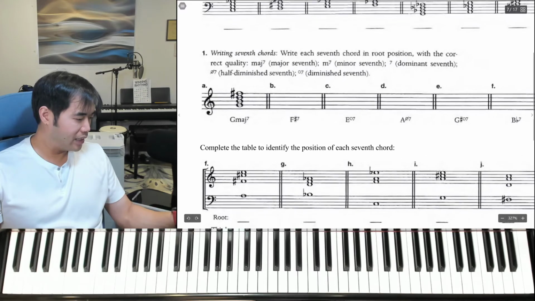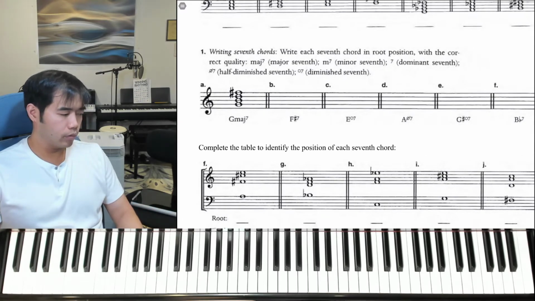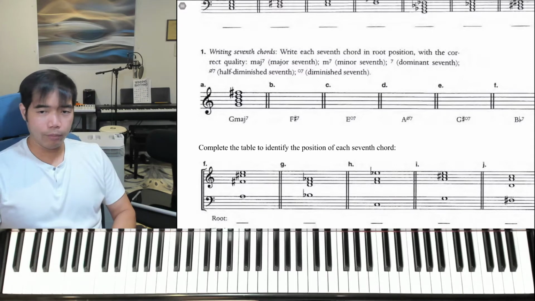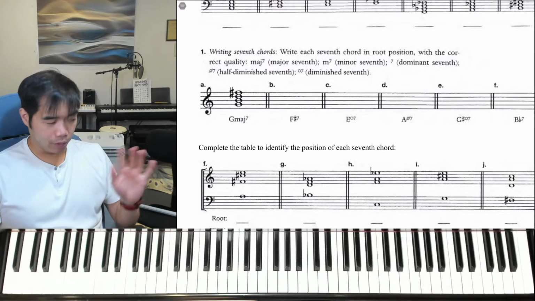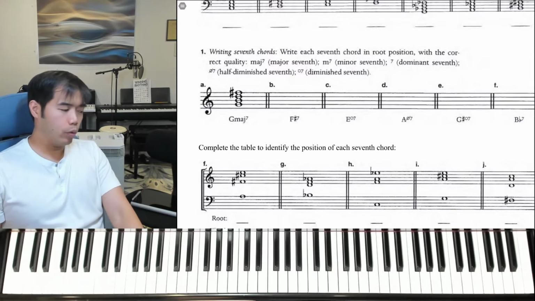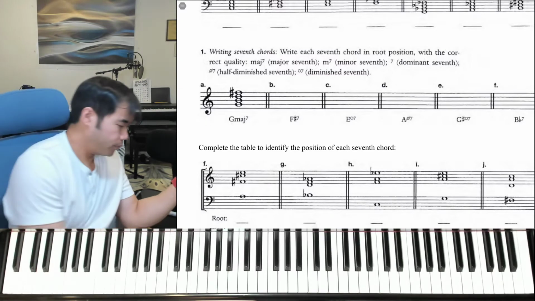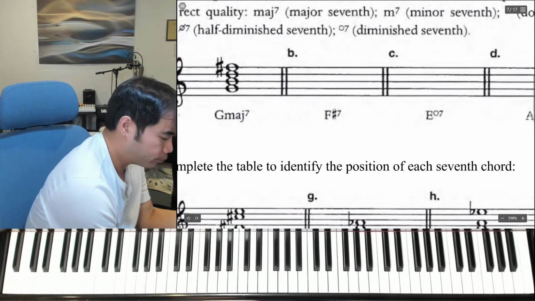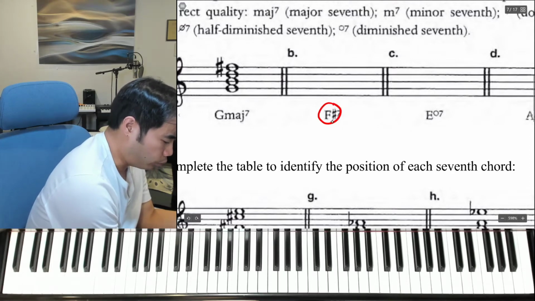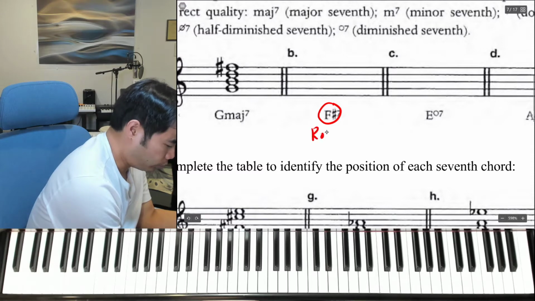Next, writing seventh chords. So they're telling you to write each seventh chord in root position with the correct quality or type, whether it's a major seventh, minor seventh, a dominant seventh, or plain old seventh, half diminished seventh, or fully diminished seventh. Okay? So here, they give us two pieces of information. The first piece of information is the root. Okay, so that's the root of the chord.